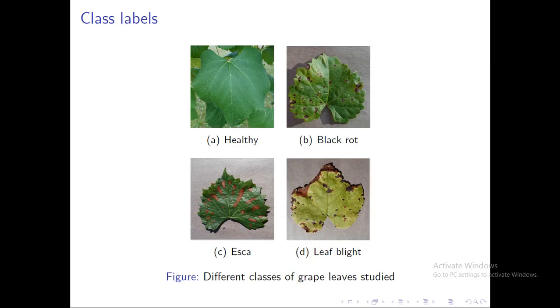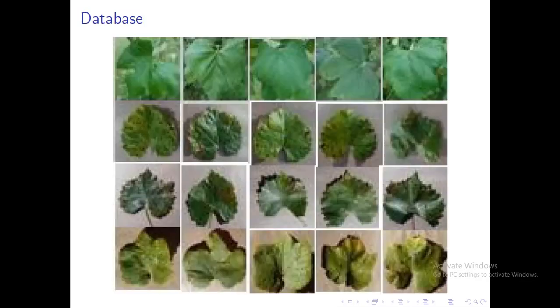Here we are using grape leaves specifically for the recognition of diseases. There are three main diseases present in grape leaves: black rot, esca, and leaf blight. So we are recognizing whether the leaf is healthy, black rot, esca, or leaf blight. This is the sample database in which the first row represents the healthy leaves, the second row is black rot, the third row is esca, and the fourth row represents the leaf blight leaves.